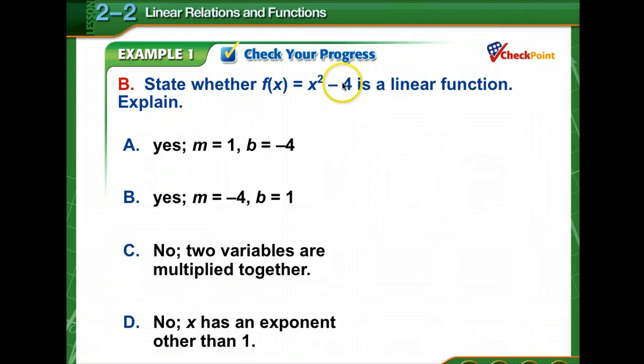Is x squared minus 4 a linear function? Pause for a moment. No, it has an exponent other than 1. So good. It sort of fooled you. M could look like 1, but it's x squared, so that throws it out.